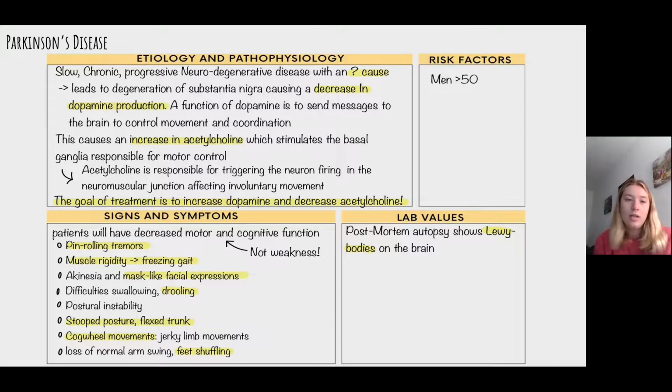So again, I included these signs and symptoms, these hallmark signs and symptoms of Parkinson's. Really pay attention to those cogwheel movements, the shuffling, the mask-like expression, etc. And unfortunately, the only way to diagnose this is post-mortem. When we do an autopsy, we'll actually see Lewy bodies on the brain.